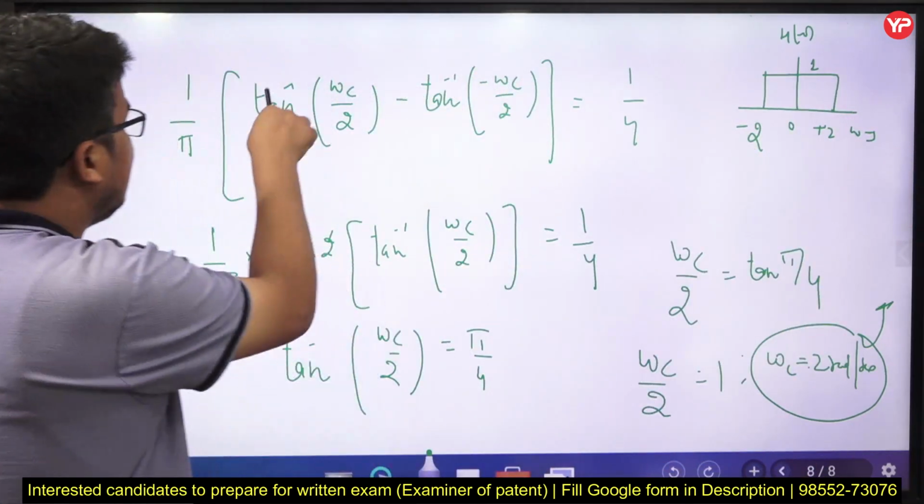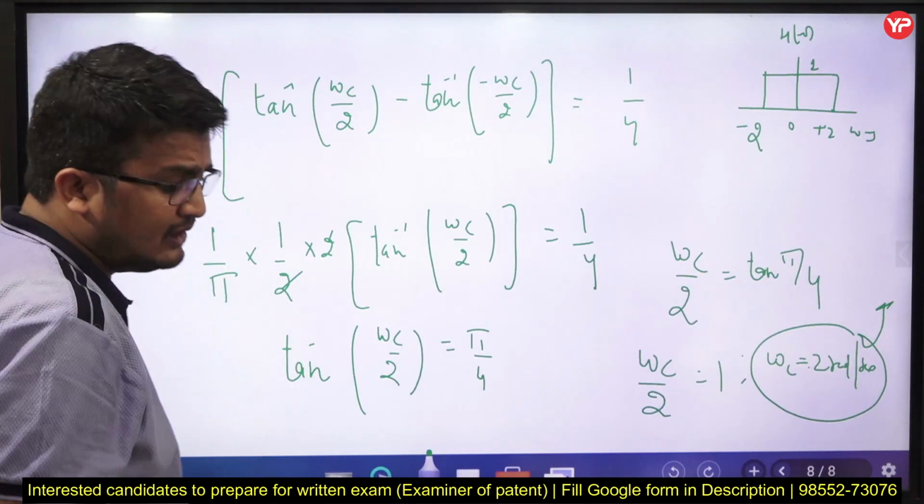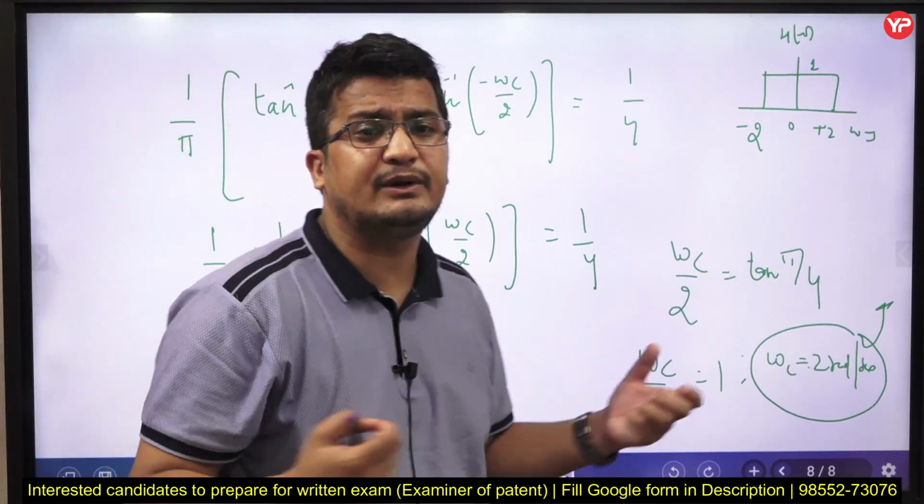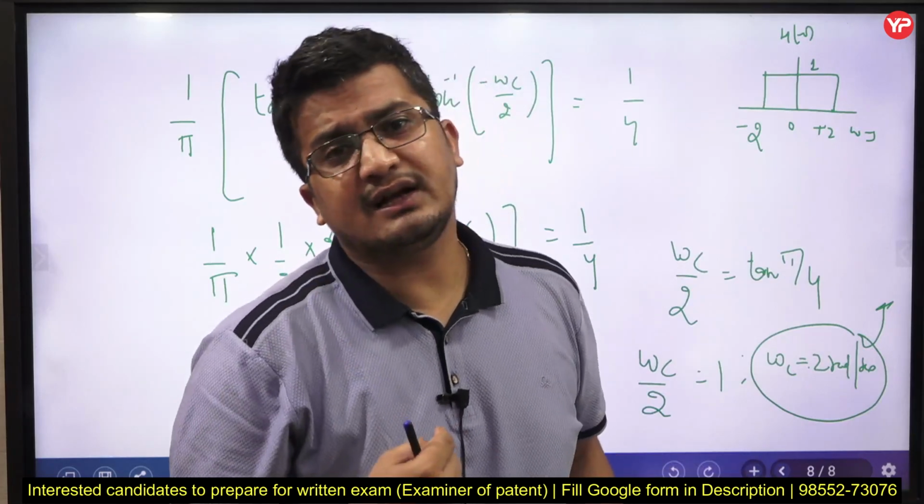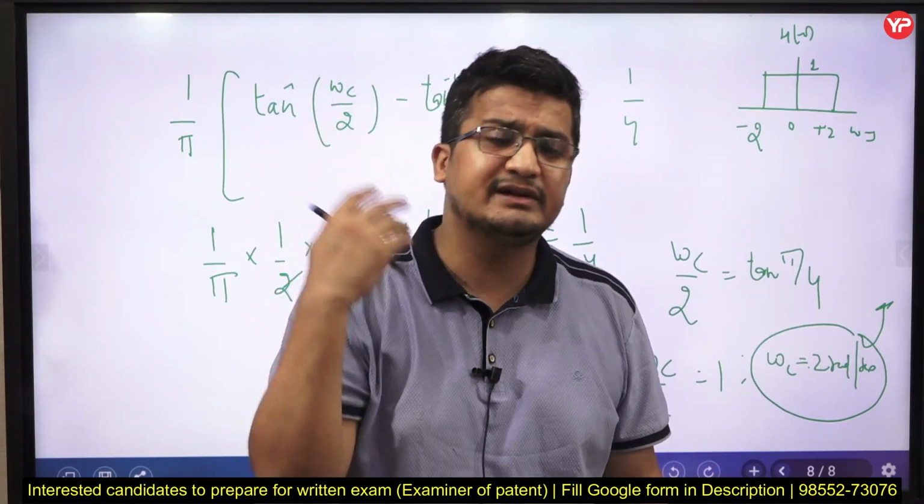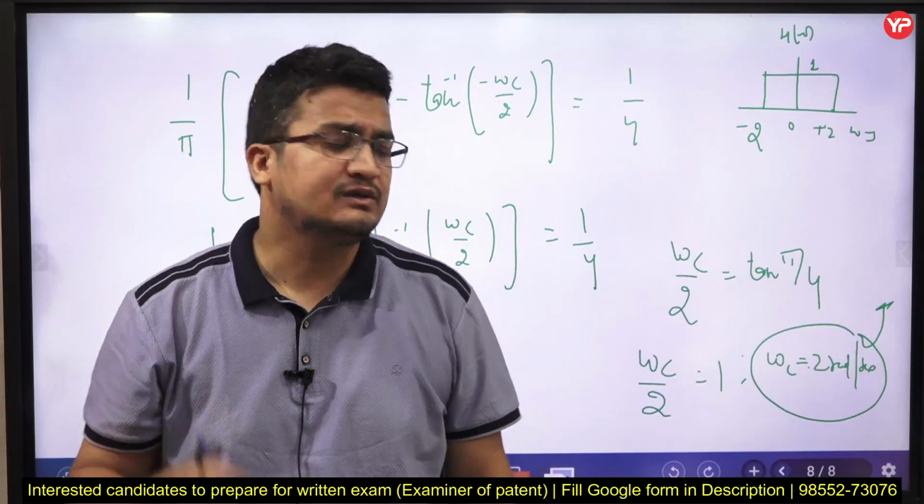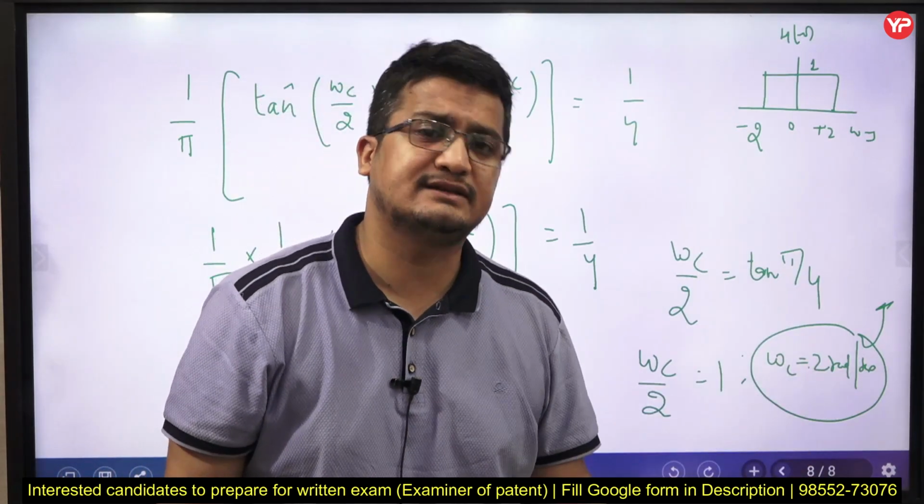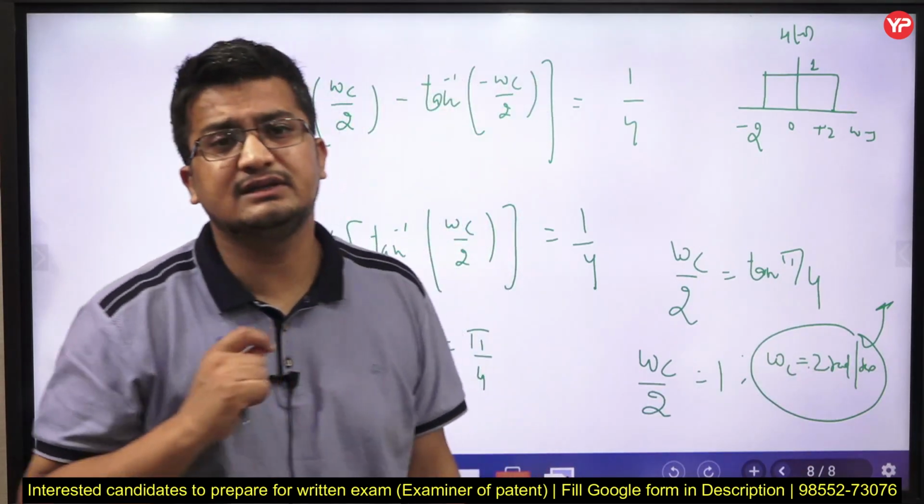Reason being, this integration is over the omega variable. I have told you energy is distributed over the frequency, and we had one concept, energy spectral density, that we will be discussing somewhere in the theory line, right? So the final answer will be 2 radian per second. I hope this question is clear to all of you.